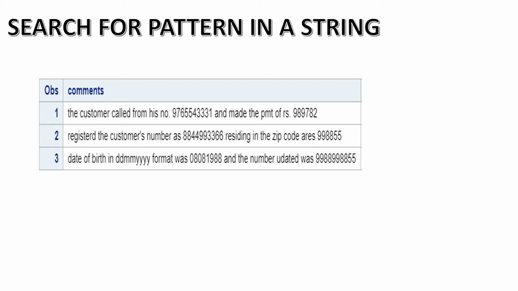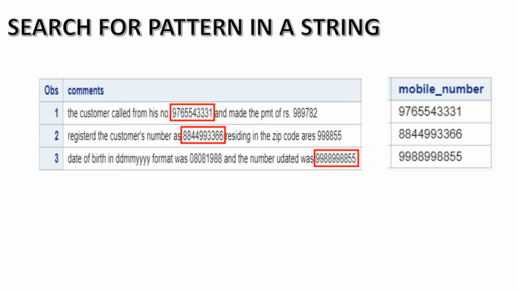For example, here you have certain comments entered as the observations. Now if you look at carefully, it contains mobile numbers, right? So for example, if you have to separate this mobile number out of this string, you want to extract the mobile number. So these all are the mobile numbers which you need to separate and make it a list, something like this. So how you can do that? That's what we're gonna learn today in this video. So please stay till the end of this video to understand this very clearly.